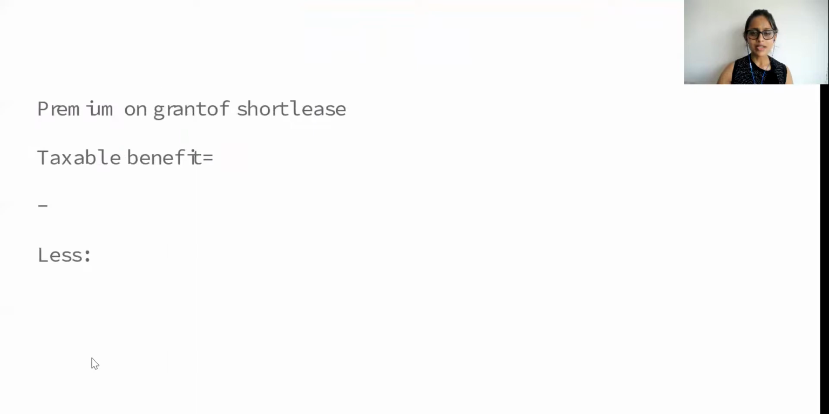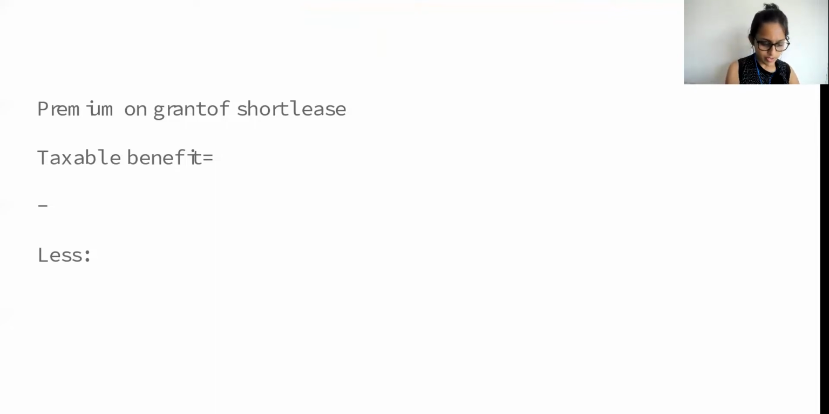So premium on grant of short lease, you're giving a lease. When you say short, how short is the lease? When you say short lease, what is the time period? Always remember that. You always have to keep that in mind. When you say short lease, the time period is actually 50 years.